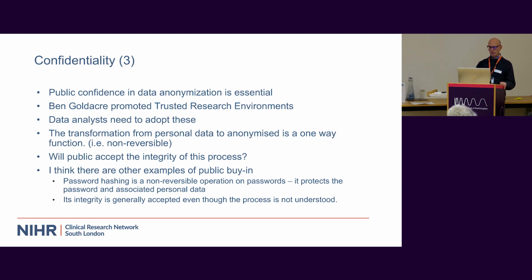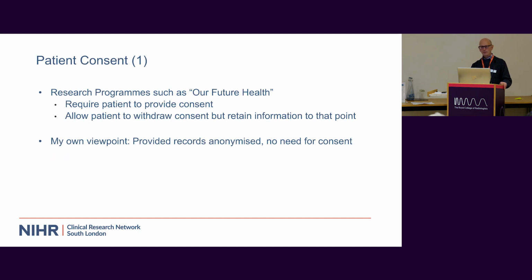Now, the two examples I give are, one, password hashing. Password hashing is a non-reversible operation on passwords. It protects the password and associated personal data. Its integrity is generally accepted even though the process by the average member of the public isn't understood. And I liken this to the process of data anonymization. Whilst I understand about password hashing, I know nothing about data anonymization, and yet I do accept it if it's carried out according to the relevant standards.